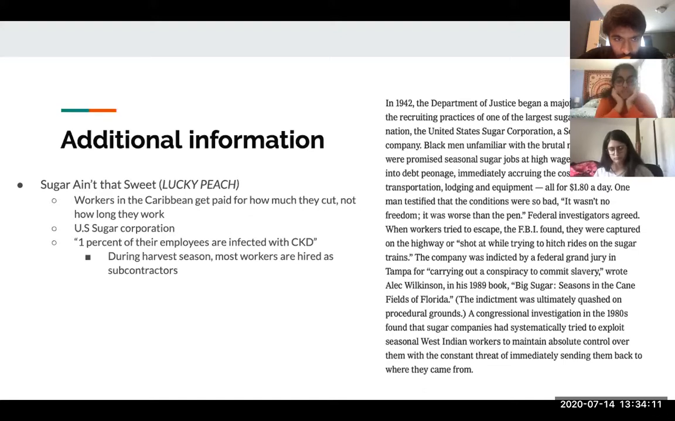So yeah, that's why I wanted to do this topic, because this kind of stuff is happening all over Central America, and it's still happening today. It's just we try not to hear about it, but it's important to educate ourselves about it because that's how we know where our products are coming from.